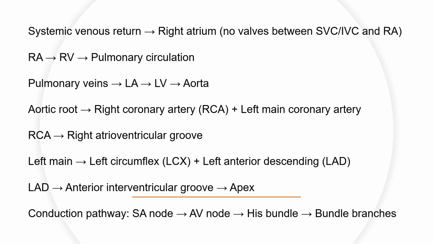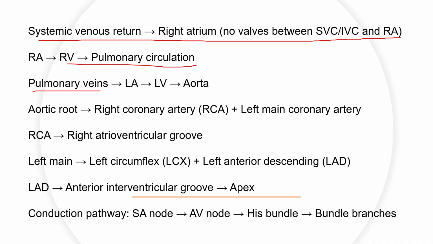And this is the cardiac anatomy summary. The heart is organized as follows. The right atrium receives systemic venous blood from the superior and inferior vena cavae without intervening valves. Blood flows to the right ventricle and then to the pulmonary circulation. Oxygenated blood returns to the left atrium, flows to the left ventricle, and is ejected into the aorta. The aorta gives rise immediately to the right and left coronary arteries at the aortic root.